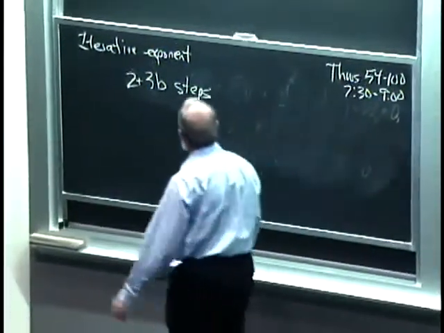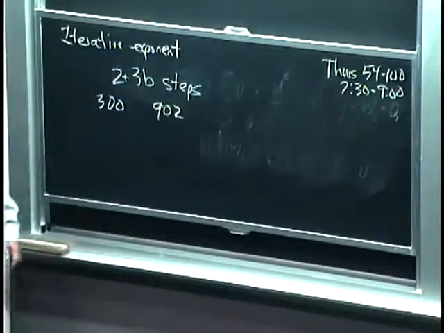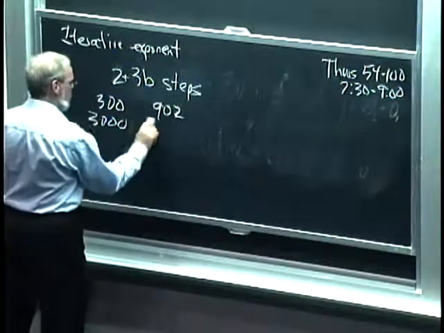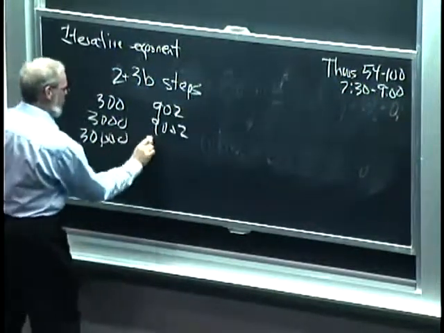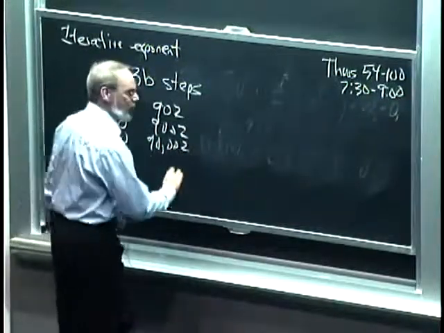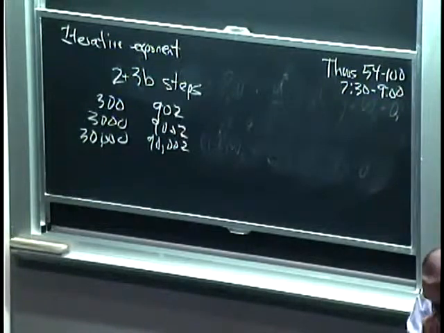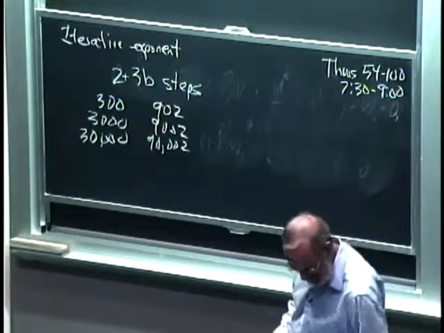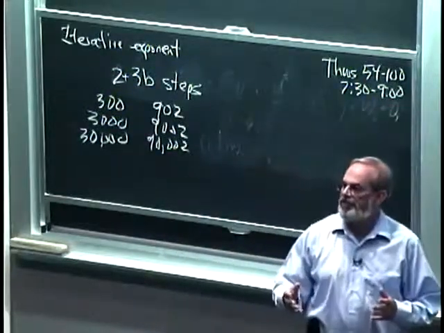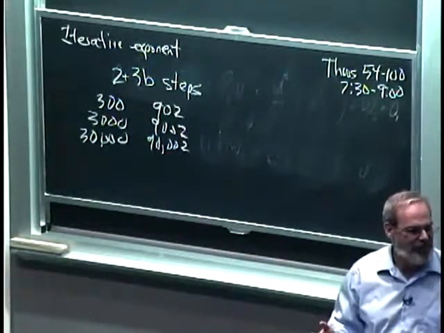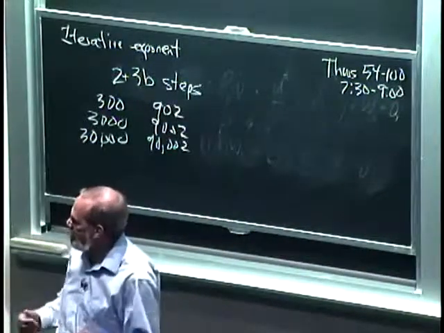Okay, so if B is 300, it takes 902 steps. If B is 3,000, it takes 9,002 steps. If B is 30,000, you get the point, it takes 90,002 steps. Okay, so the point here is, first of all, I can count these things. But the second thing you can see is, as the size of the problems get larger, that additive constant, that 2, really doesn't matter. Right? The difference between 90,000 steps and 90,002 steps, who cares about the 2, right?